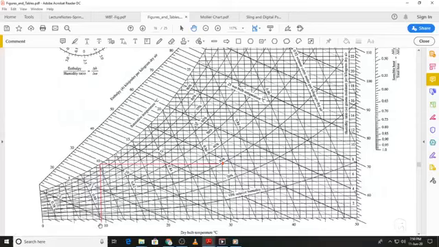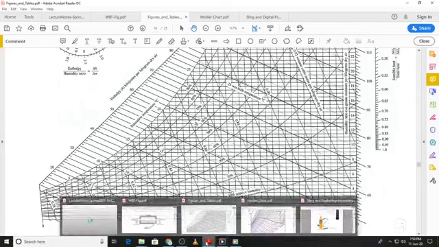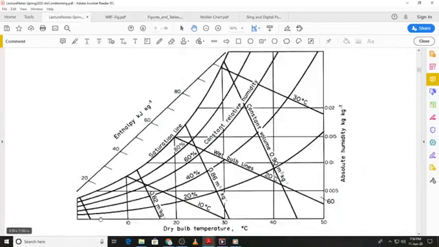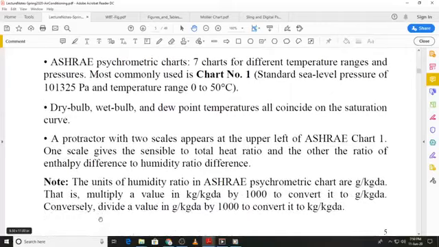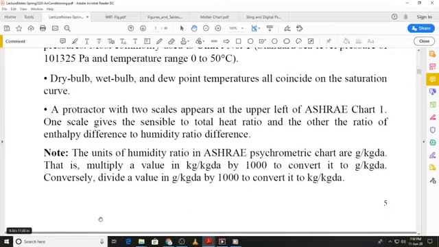and that is around 9.3 or 9.4 degrees C. If you look at 9.4 degrees C from over here, you can see that at the saturation line, the dew point temperature, the wet bulb temperature and the dry bulb temperature, they are all coincident. So this is what I was just talking about, and I briefed you about that.